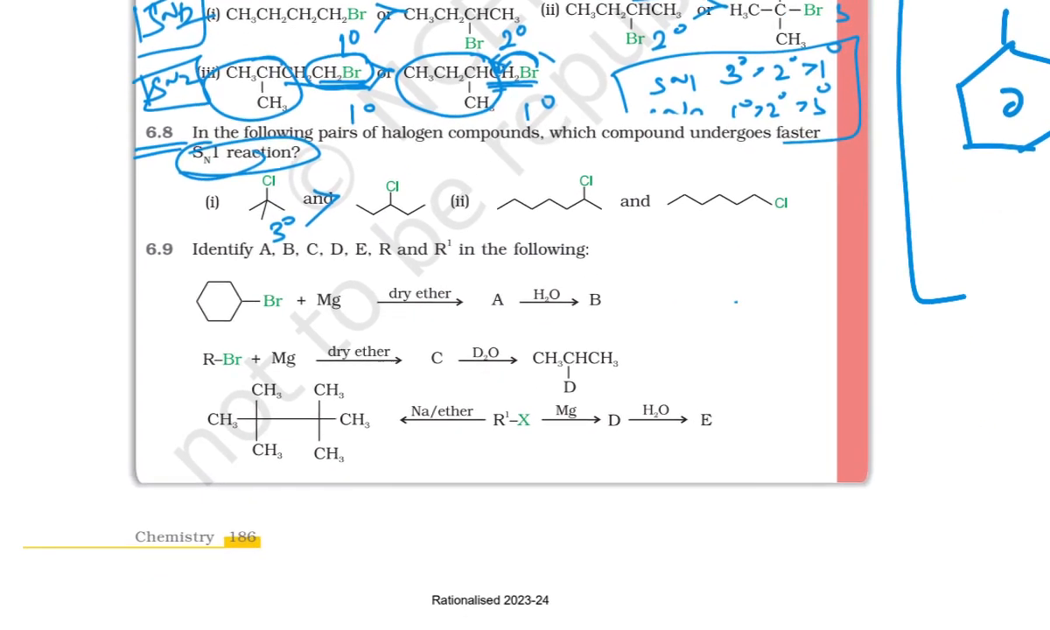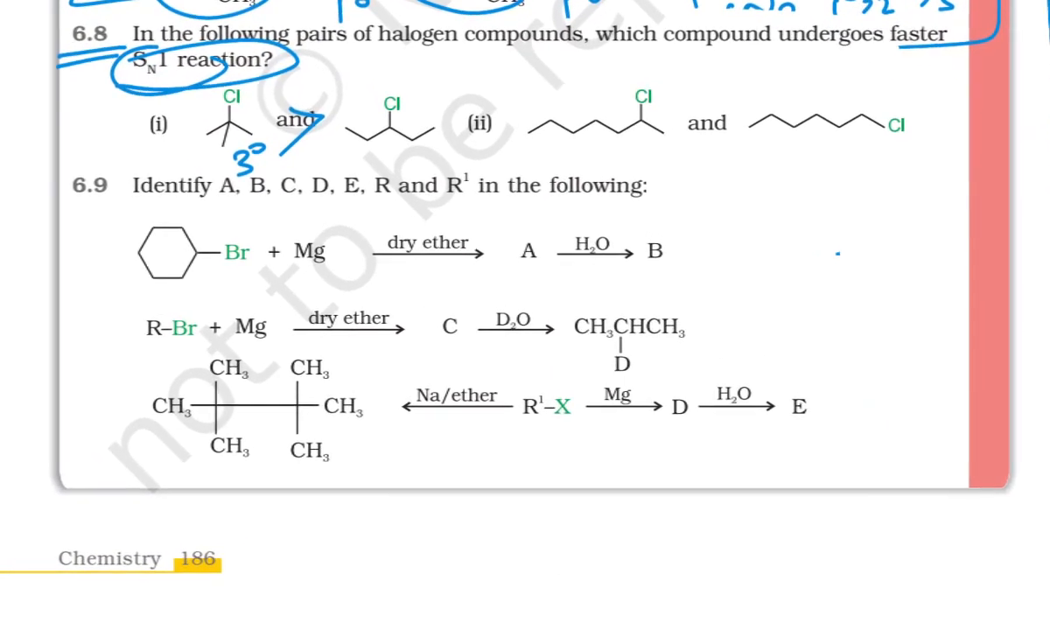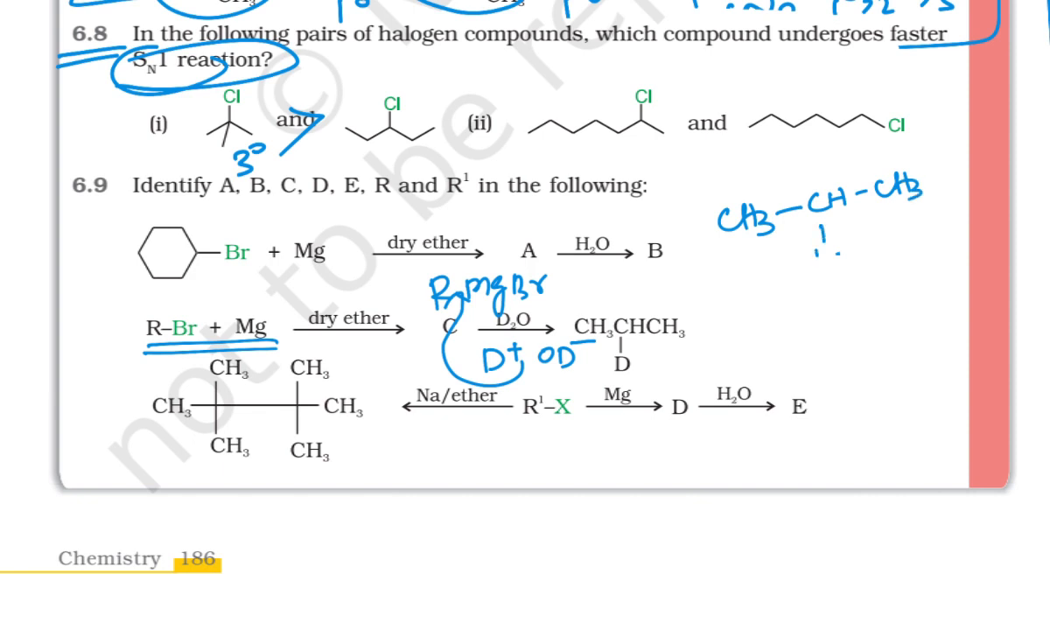Look here. R and Br are going to give rise to RMgBr. So in D2O we know that there is D plus and OD minus. The D plus gets abstracted by the alkyl group. So then your R is going to be CH3 CH CH3 Br.